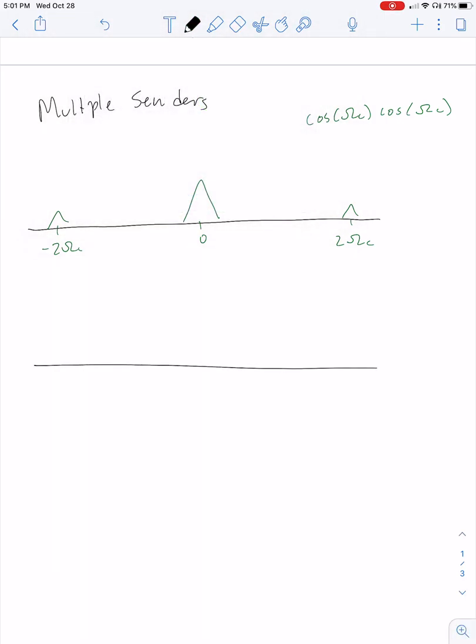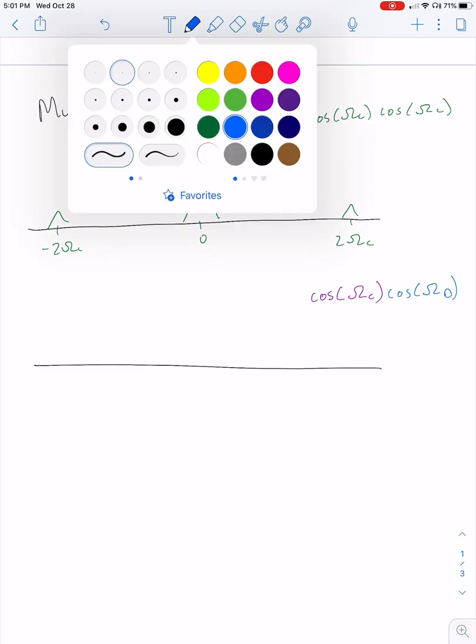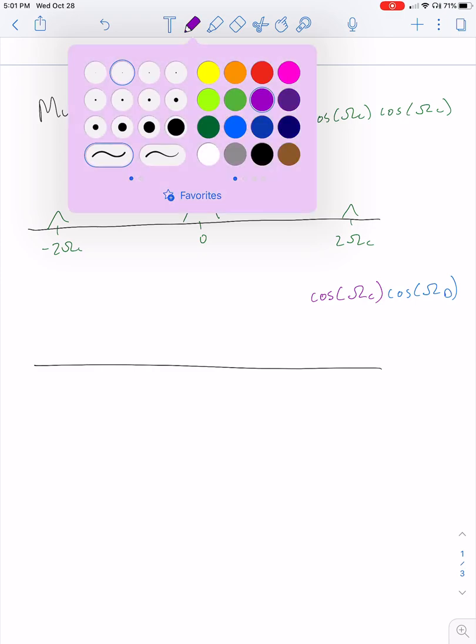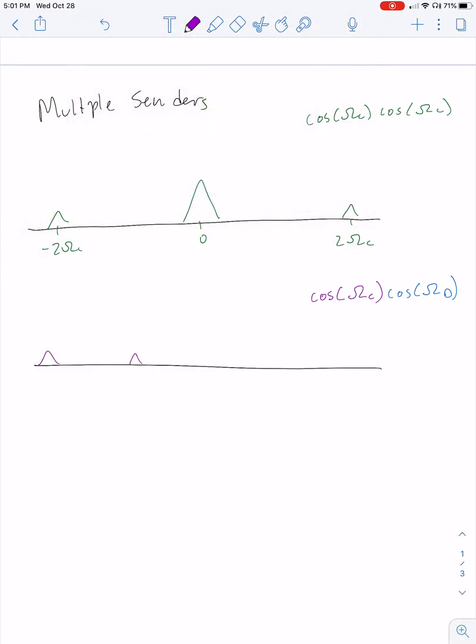If I had instead decided I was going to modulate with cosine omega c and demodulate with cosine omega d, I'm not going to get 3 peaks. I'm going to get 4 peaks. I'm going to get a peak, peak, peak, peak. Now it's up to you to figure out where those peaks end up, but take a look at why this formula only gets you 3 peaks, and you'll realize it does really get you 4. 2 of them just add up to get you that larger peak in the middle.